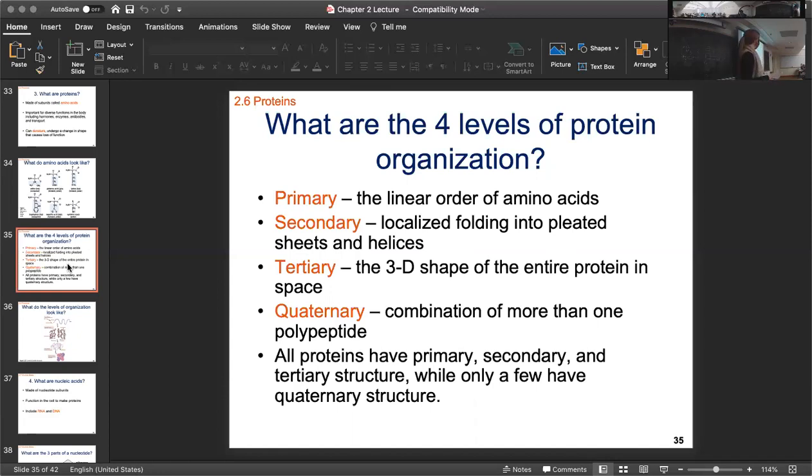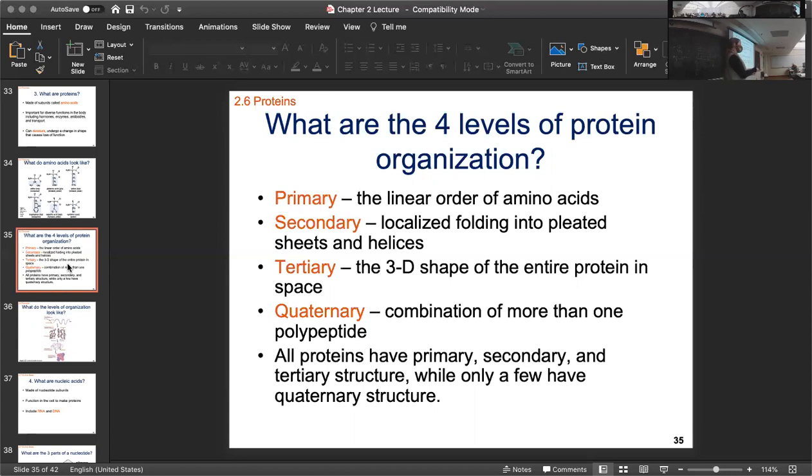Then we have a secondary, which is that localized folding into pleated sheets and helices. So now we've got a whole bunch of those little fibers that come together to make a piece of paper. The singular, the primary, was the fiber itself. Then we have a bunch of fibers lined up together that make the piece of paper. That's secondary. Tertiary is the 3D shape of the entire protein in space. So now I'm going to fold this piece of paper. This is a 3D shape of a protein. So we've got the fibers, we've got the paper itself, and we've got that 3D shape of the entire protein.